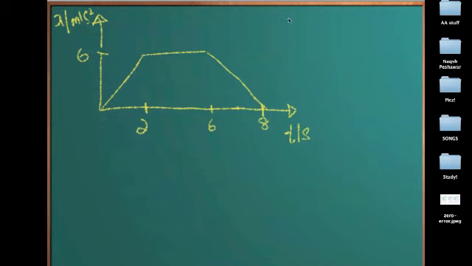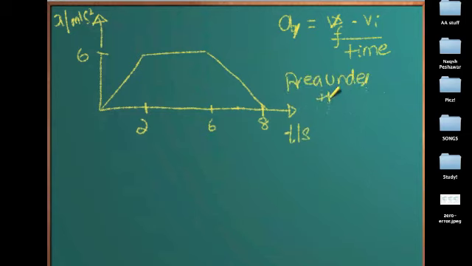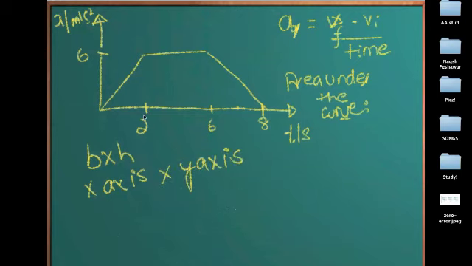Remember guys, the formula of acceleration is equal to final velocity minus the initial velocity divided by the time. So when we find the area under the curve, what are we doing essentially? Let's just imagine we're finding the area of the rectangle. What do we do? Base times height. So we are multiplying the x-axis with the y-axis. The x-axis here is time, and we are multiplying this with acceleration in this case.